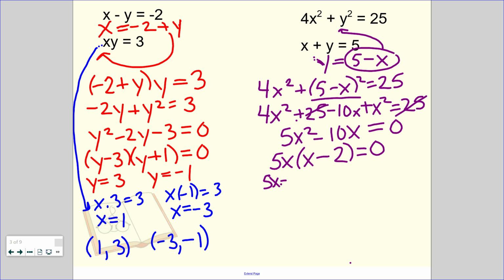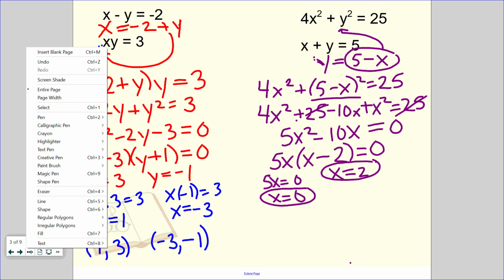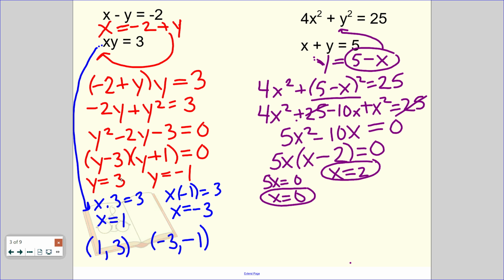If I set 5x equal to 0, I get x equals 0. And if I set x minus 2 equal to 0, I get x equals +2. So x is 0 and x is 2 are the first halves of my solution. I'm going to use the bottom equation.